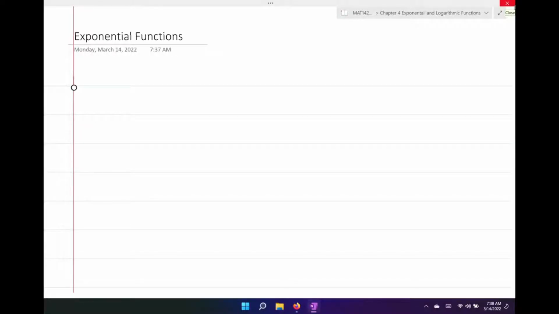In this section, we're going to be talking about exponential functions and what they look like, what they graph. And then later on in this chapter, we're going to be looking at logarithmic functions and how they are inverses of each other. So let's get started.